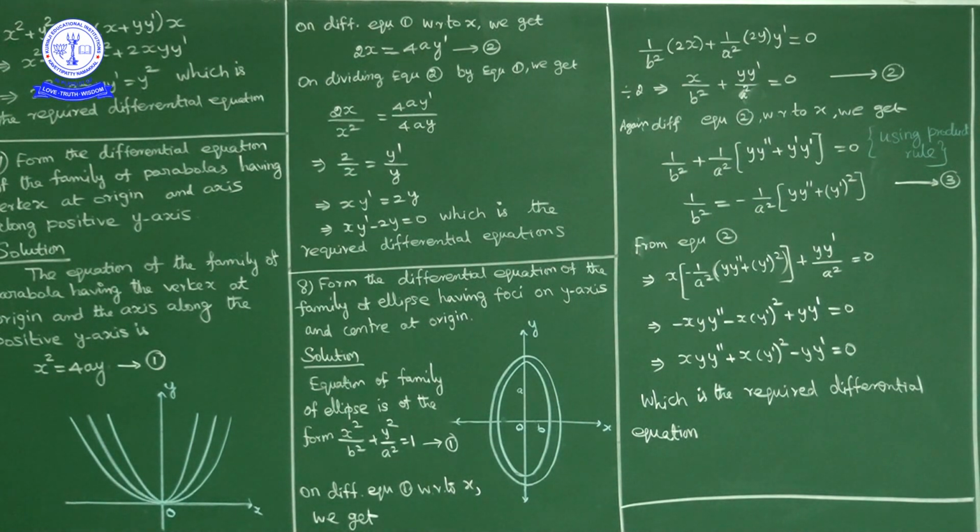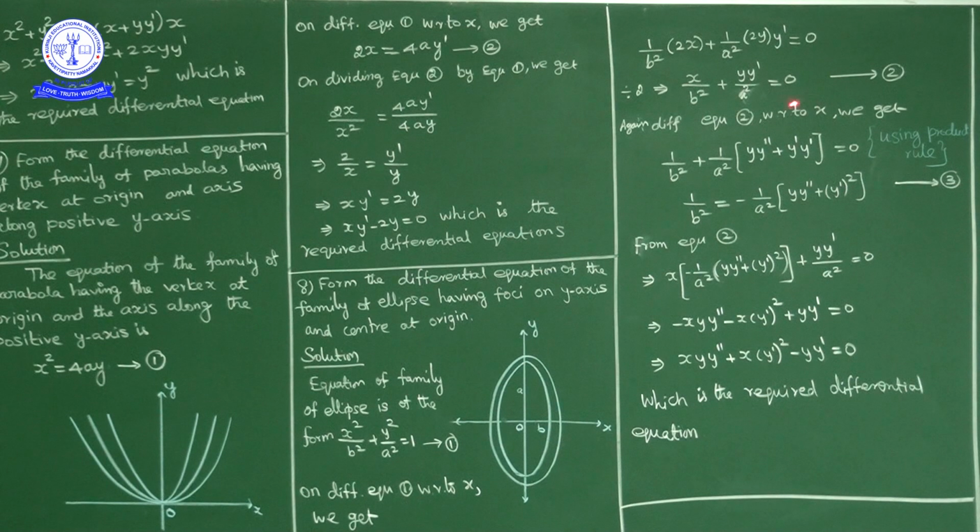So first of all, differentiating equation 1 with respect to x, what will we get? 2x upon b square plus 1 by a square into the derivative of y square, 2y dash, is equal to 0. Okay, 2 common, cross multiply: x by b square plus y dash by a square is equal to 0. Okay, mark this one as 2.